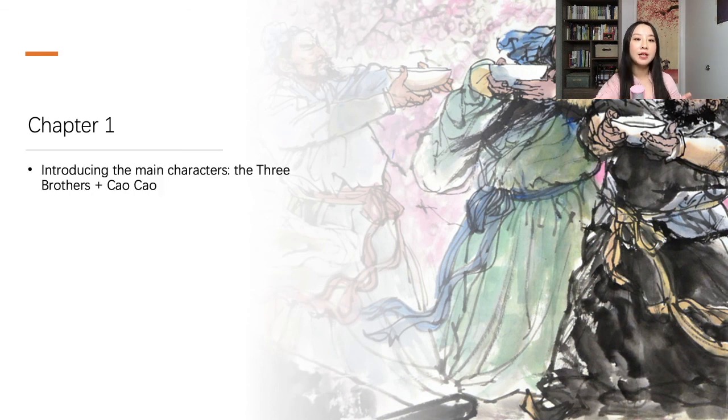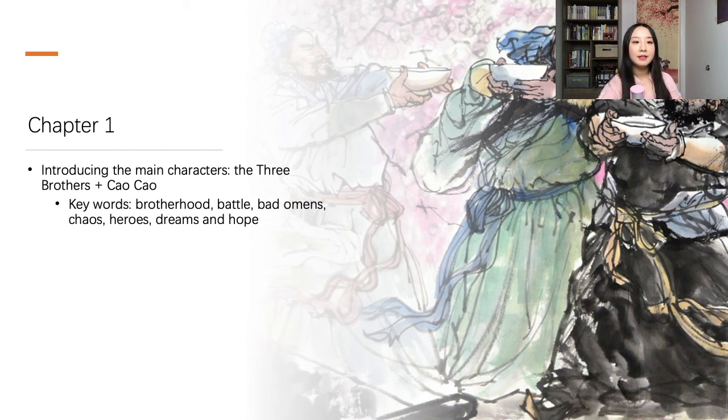Basically, chapter 1 introduces the main characters, like the three brothers and Cao Cao. Some keywords are brotherhood, battle, bad omens, chaos, heroes, dreams, and hope. All these keywords will continue throughout this whole novel. And it's very interesting to see how the following chapters develop these ideas, which were briefly mentioned in the first chapter of the novel.